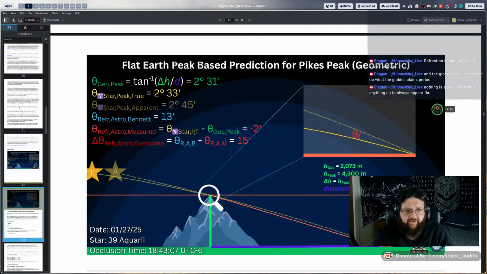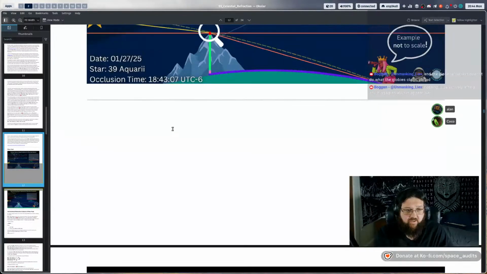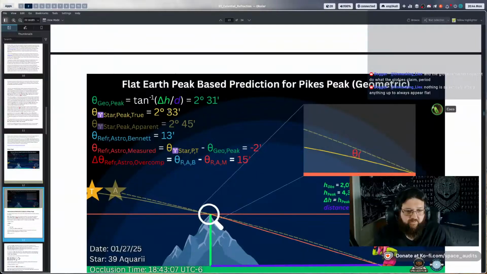Now, for the flat Earth prediction, we have 231 to the peak because there's no drop over distance. We have 233 at the time of occlusion, so that's where the true position of the star was at the time of occlusion for the peak. Here we have the apparent position of the star at the peak, which is given by 245. So that's adding the 13 arc minutes of refraction.